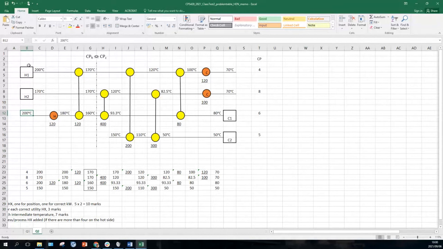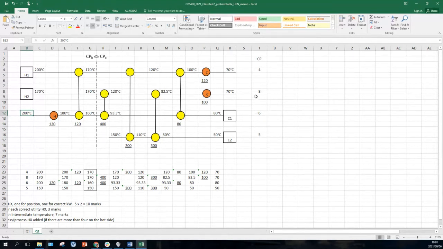So that's done. We finished on the hot side. Now we look at the cold side, and on the cold side, we have to start against the pinch with CP hot greater than or equal to CP cold. So CP hot must be greater than or equal to CP cold. There's only one cold stream, and that's got a CP of 6.